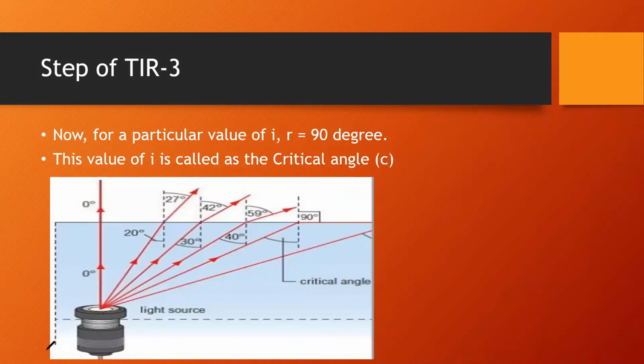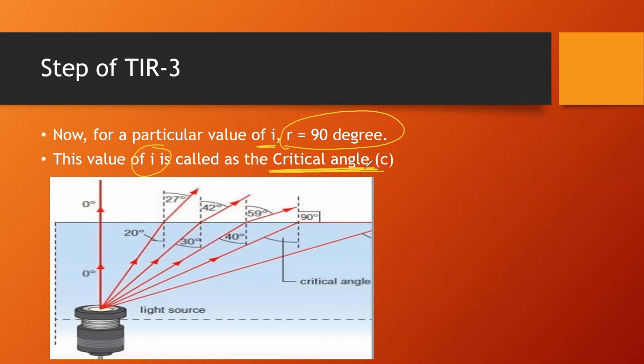Now, see, this is what I was talking about. At a particular angle of I, the angle of refraction is going to be 90 degrees. This value of angle of incidence is called the critical angle. So a 1 mark question can come: define what you mean by critical angle. A critical angle is that angle of incidence at which the angle of refraction is 90 degrees. That is called the critical angle, right? Remember this. It can easily come for a 1 mark question.